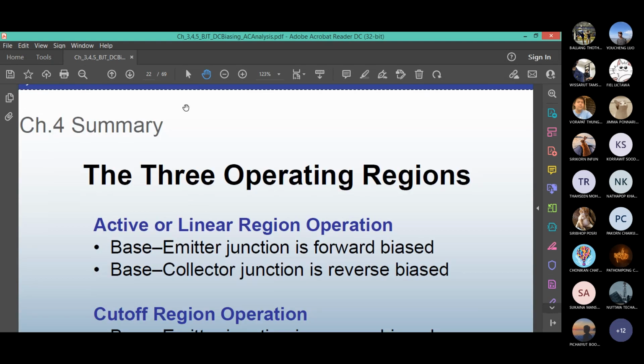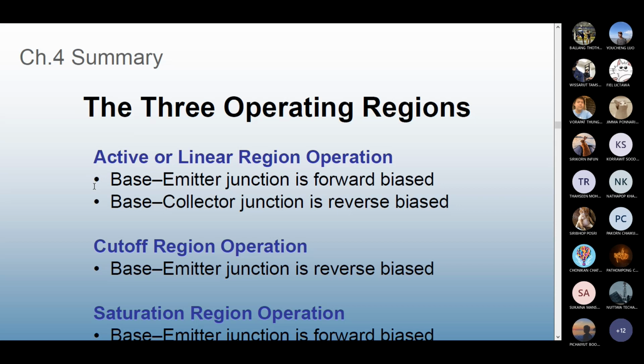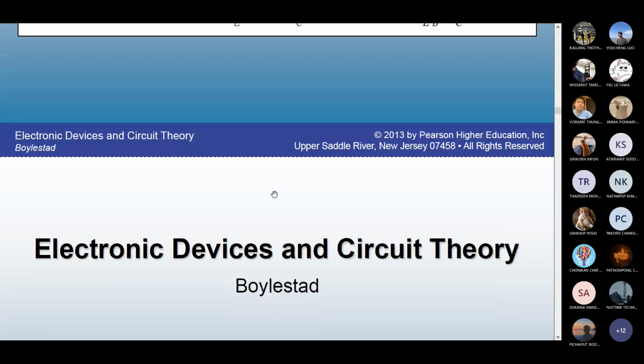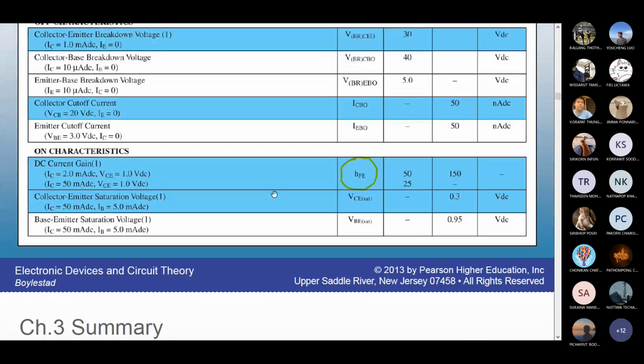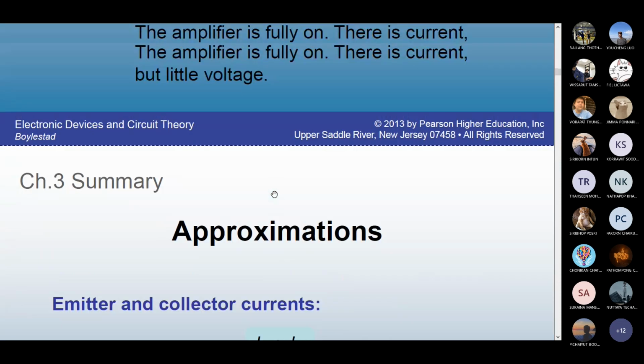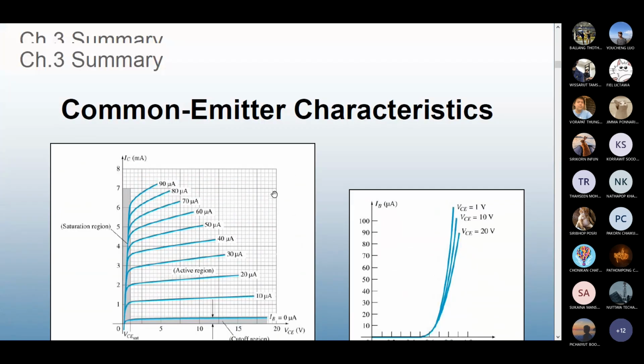Three operating regions. Now it is explained in more detail in terms of biasing. What happens in the active region? We are assuming a certain type of configuration to explain the active and cutoff region. So in an active region, the base emitter junction is forward biased. Let's see if we can go back to the previous picture. Where shall I go? I think it's a common emitter thing.